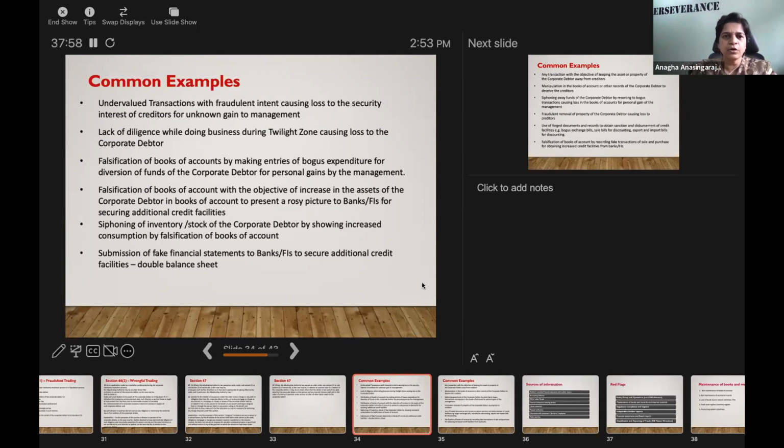Undervalue transactions with fraudulent intent causing loss to the security interest of the creditors for unknown gain to the management. Then lack of diligence while doing business during the twilight zone, which causes a loss to the CD. Then falsification of books of the accounts by making entries of bogus expenditure for diversion of funds of the CD for personal gains by the management. Falsification of books of accounts with the object of increase in the assets of the CD in the books of accounts to present a rosy picture to the banks for securing additional credit facilities.